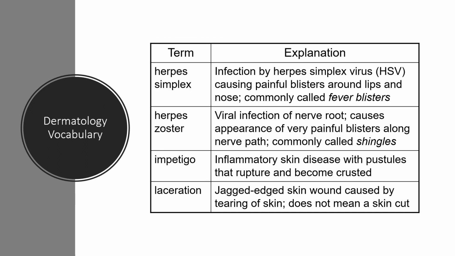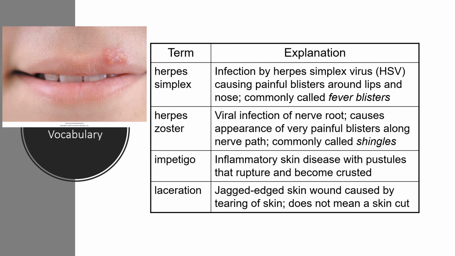Herpes simplex is an infection that's caused by the herpes simplex virus, and this causes painful blisters around the lips and nose. You can see those there on the left. They're commonly called fever blisters.